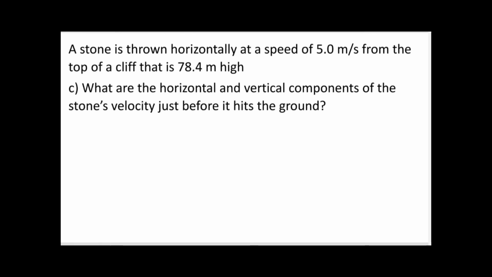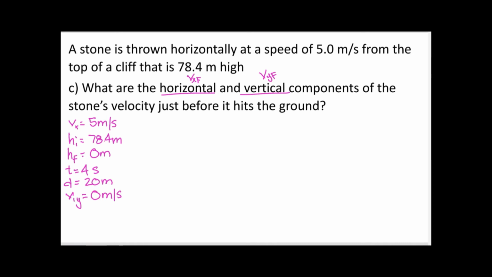So let's go again. Now it's going to ask the horizontal and vertical components of the stone's velocity just before it hits the ground. So that's our Vxf and our Vyf, or VFY, whatever you want to call it. Okay, so let's write what we know. We have Vx is 5 meters per second. We have HI is 78.4. HF is 0. Our time is 4 seconds. We have a horizontal distance now that is 20 meters. And we have a VIY, which is 0 meters per second. Okay, so these are all the things we know.